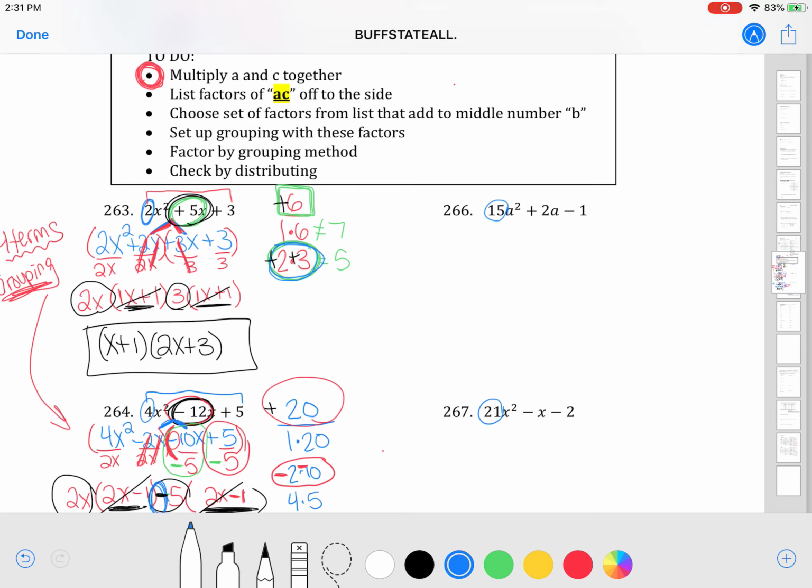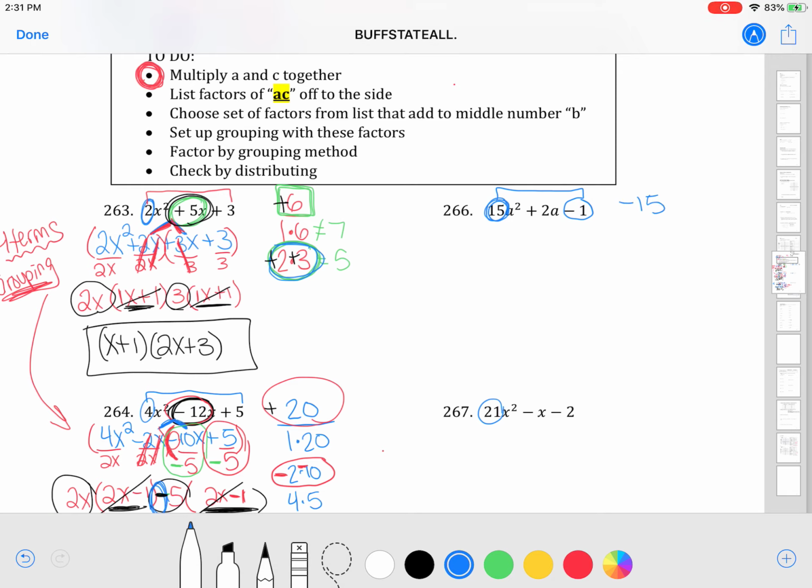All right, let's do a couple more examples and then we'll jump back up to that last page. So for 266, again, knowing what method to use and when to use it, I have 1, 2, 3 terms here, and that 15 in front of my squared variable tells me this is the AC method. So I start by doing A times C, and again, C is negative.